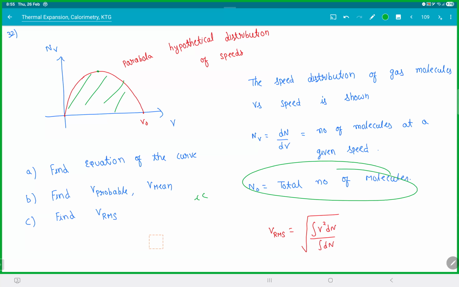Try. I'll give you a minute or two. So V probable and V mean are easy. No, there will be two terms in it. You will get a term like a V minus b V square, something like that.